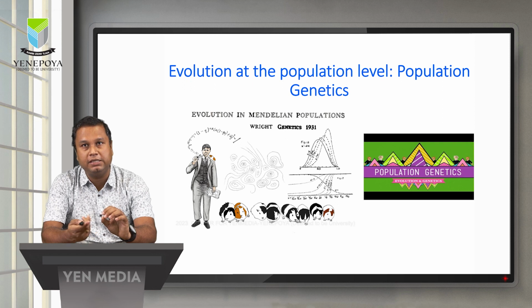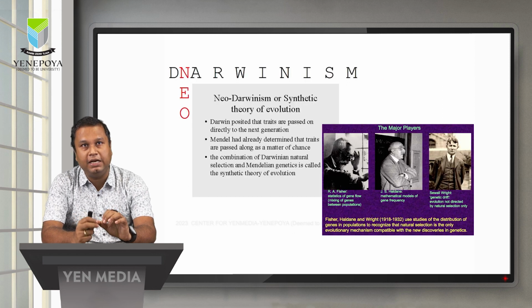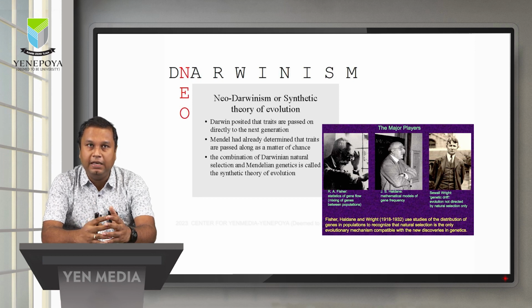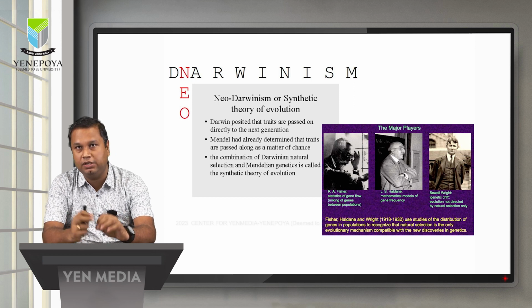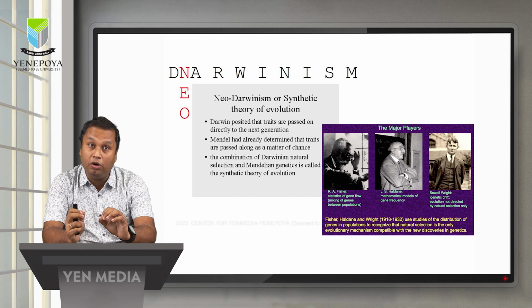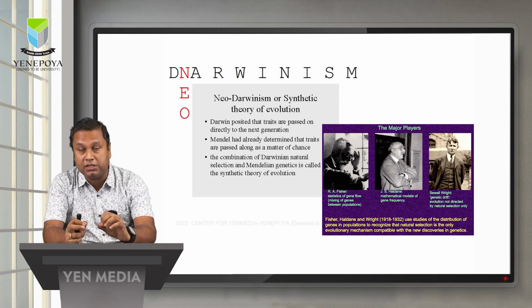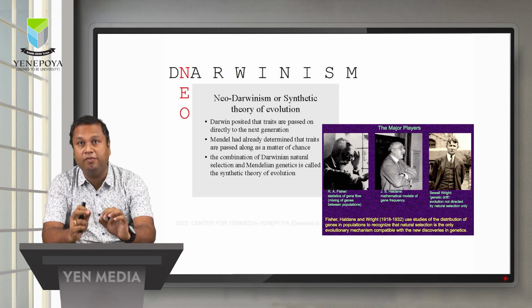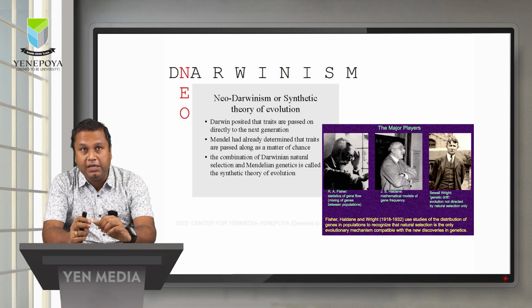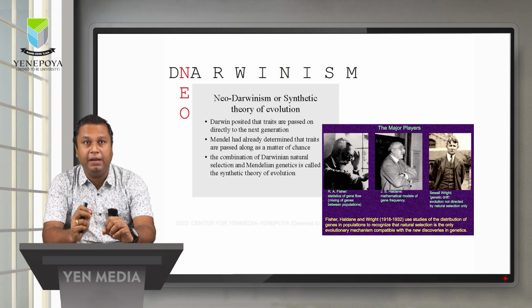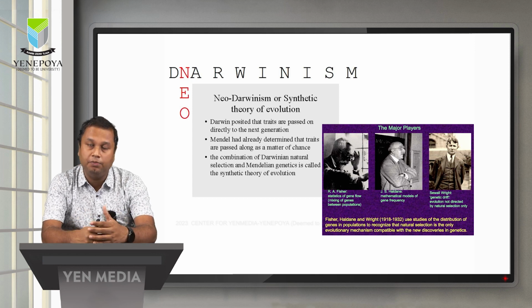So what is population genetics? Population genetics is basically an amalgamation or synthesis of Mendel and Darwin. So let's see what it is. Darwin knew the traits that passed on directly to the next generation, as I mentioned already. Mendel already determined how they are passed on, and it is actually a matter of chance. The combination of Darwin's natural selection and Mendelian genetics is called the synthetic theory of evolution. Later, it became known as population genetics.